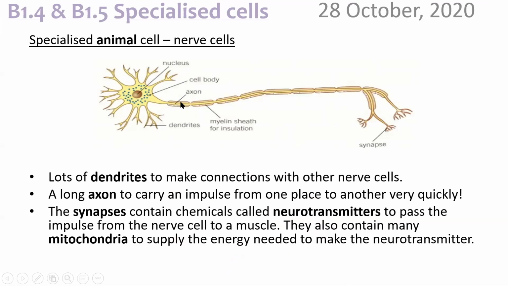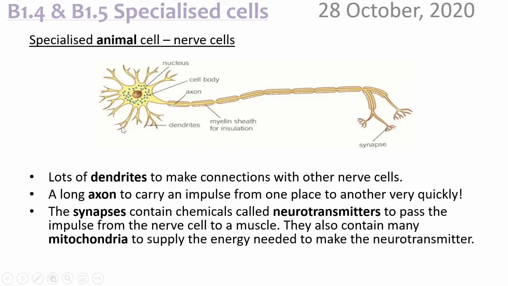The axon is the whole length. These can be really, really long. Nerve cells can be 1 meter long. The myelin sheath is like a fatty coating for insulation because they carry electrical signals. Then there's the synapse. We're going to talk a bit more about these.